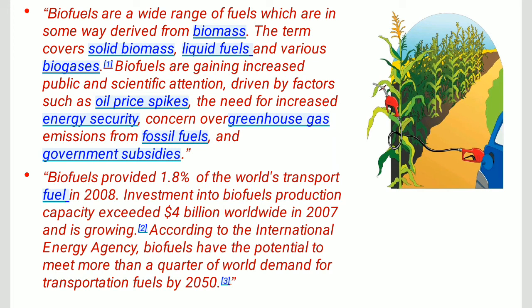Biofuels provided 1.8% of the world's transport fuel in 2008. Investment into biofuels production capacity exceeded $4 billion worldwide in 2007 and is growing day by day. According to the International Energy Agency, biofuels have the potential to meet more than a quarter of world demand for transportation fuels by 2050.